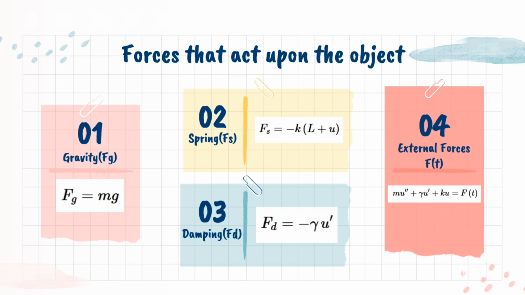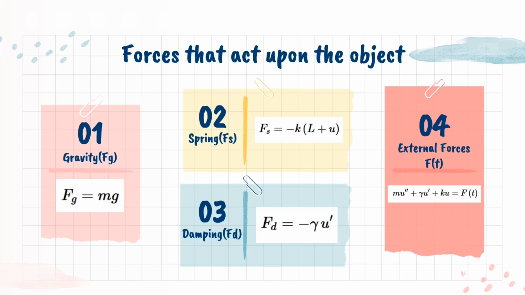The first one is gravity. The force due to gravity will always act upon the object, of course. Next is spring. Hooke's law is assumed to govern the force that the spring exerts on the object. Hooke's law explains that the force exerted by a spring will be the spring constant times the displacement.